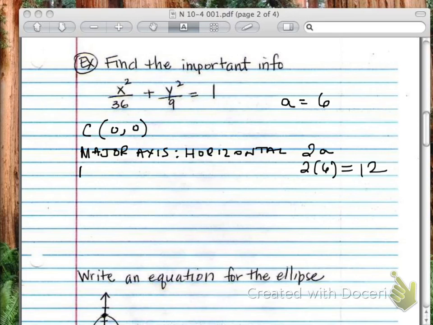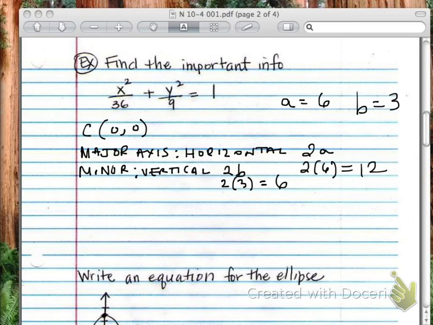All right, let's take a look at the minor axis. The minor obviously is vertical. What's the length of the minor axis? It's 2b, right? What is b? 3. Same reason, because 9 is b squared. So to find out what b is, you square root 9 and you get 3. So then you have 2 times 3, and you get 6. So the length of the minor axis is 6.